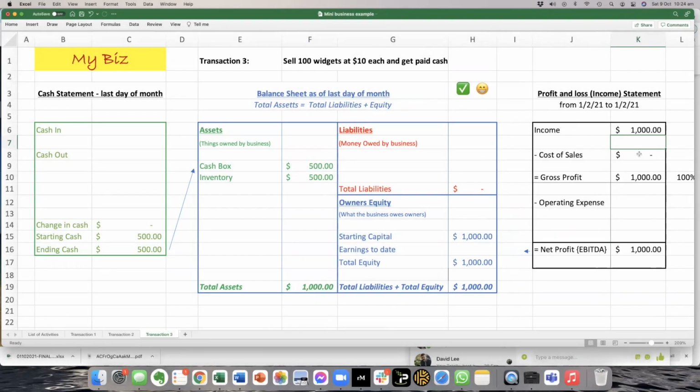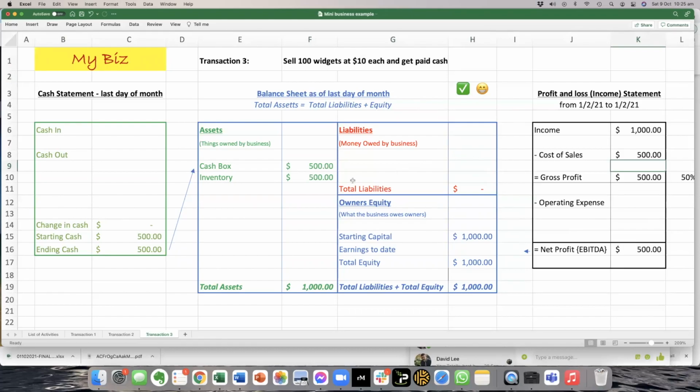Now, our cost of sales was $500, because that's what it cost us for the 100 widgets that we've sold. Our gross profit, which is equal to our income minus our cost of sales, is 1,000 minus 500, which is 500, or 50%. So at this point, the net profit of our business for our trading period, EBITDA, earnings before interest, tax, depreciation, and amortization, is $500.